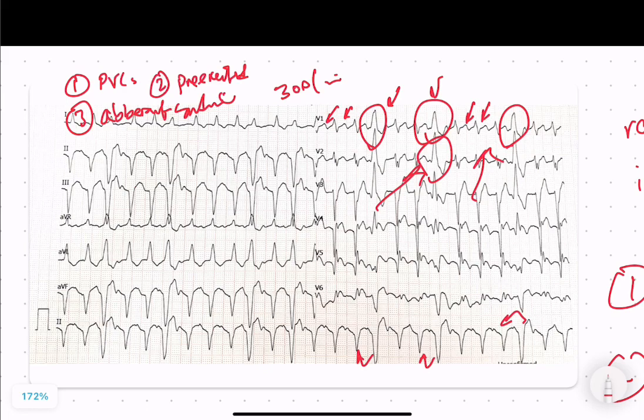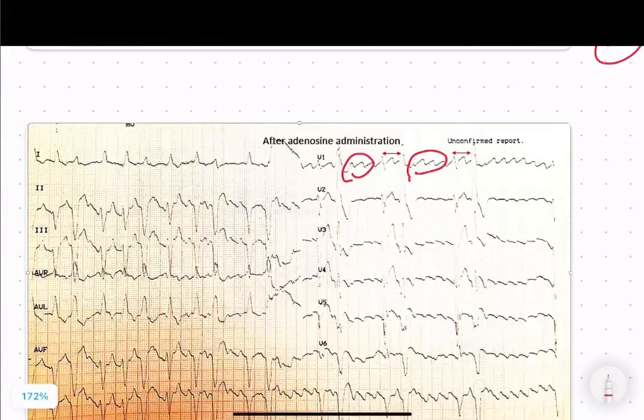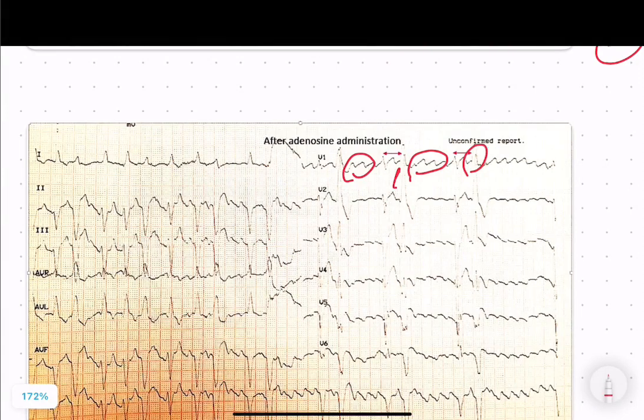PVCs usually exhibit a compensatory pause, which is absent in pre-excitation. With these considerations in mind, our primary diagnosis points toward the presence of PVCs concurrent with atrial flutter. A closer look at the effect of adenosine administration reveals that while adenosine induces AV block, those wide complex beats continue to persist with the same coupling interval. This persistence occurs because adenosine has no impact on PVCs. Therefore, we can confidently conclude that those peculiar beats are indeed PVCs.